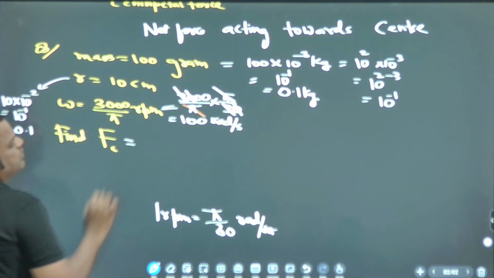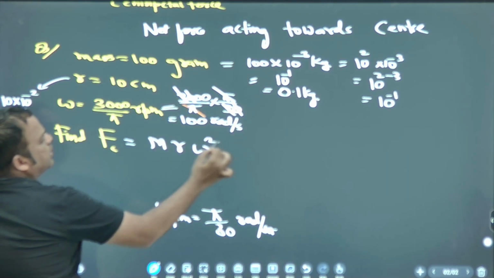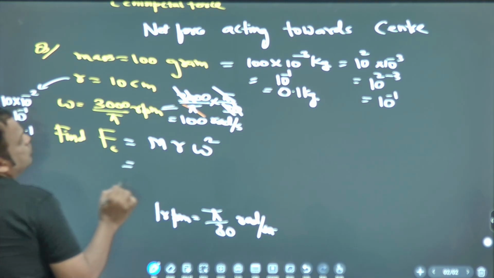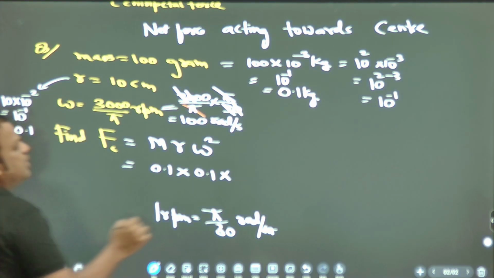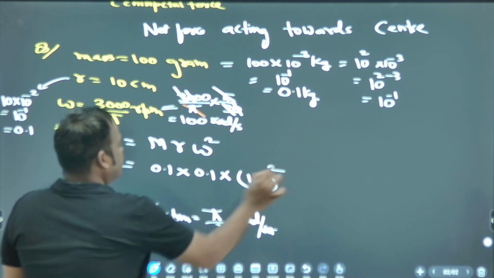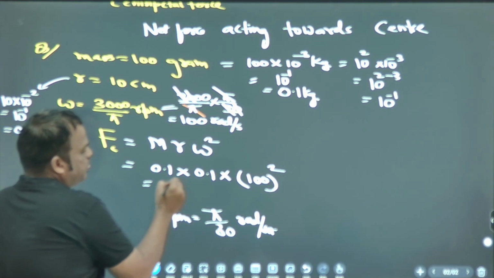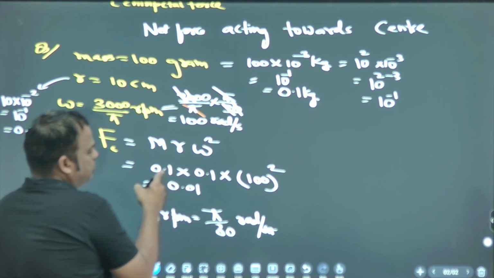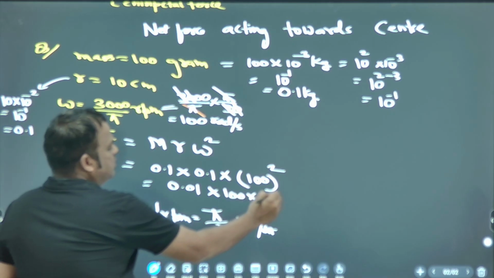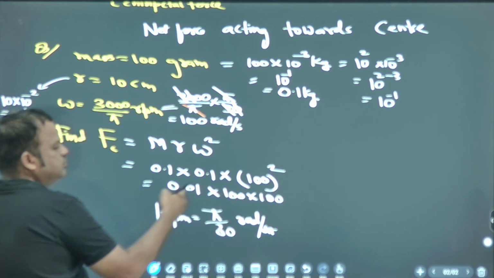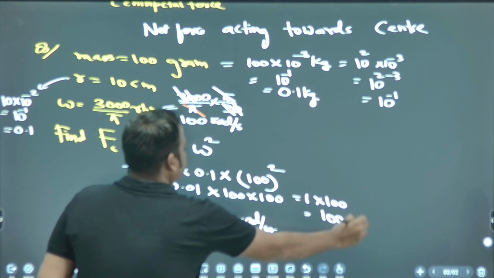Now what is the formula for FC? mr omega square. Clear? So 0.1 into 0.1 into 100 square. Now you solve the final answer. What is the final answer? 0.1 into 0.1 is 0.01. Then 100 square is 100 into 100. 100 into 0.01 is 1, so 1 into 100. So your answer is 100 Newton.